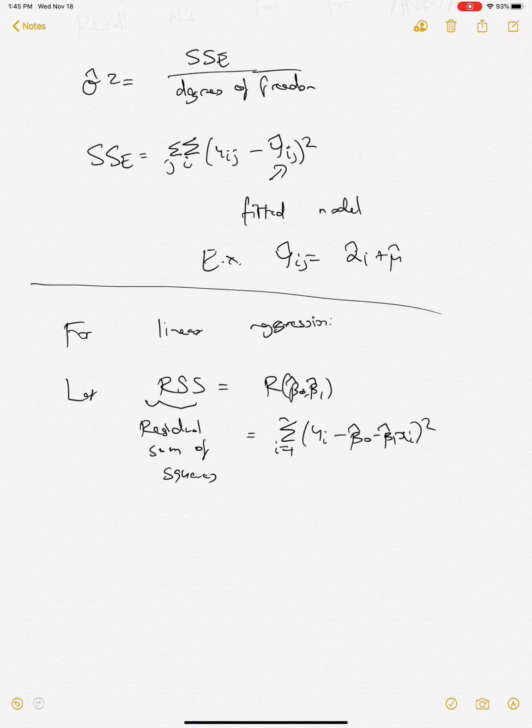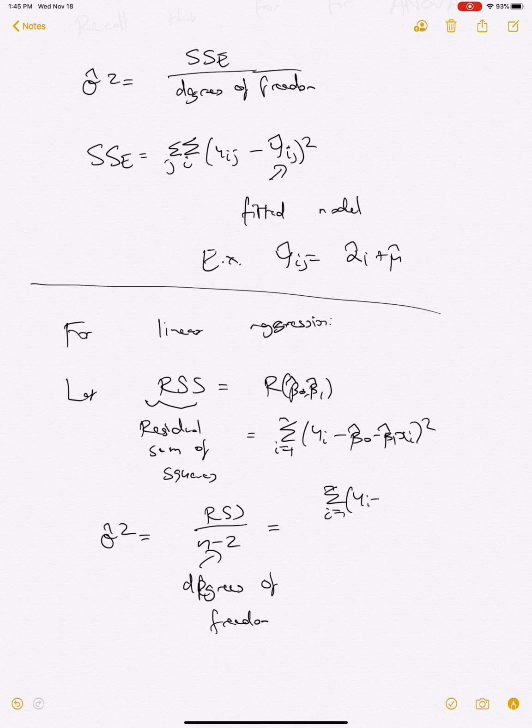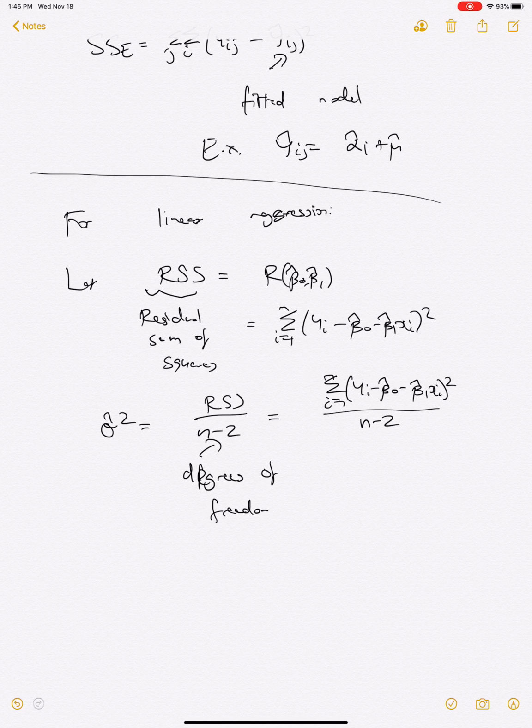And so you can say that sigma hat squared, as an estimate, is just RSS over n minus 2. So this is like the degrees of freedom. This is the degrees of freedom for the residuals. Okay, and so where does n minus 2 come from?